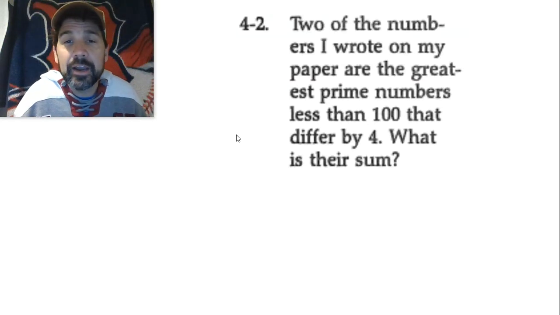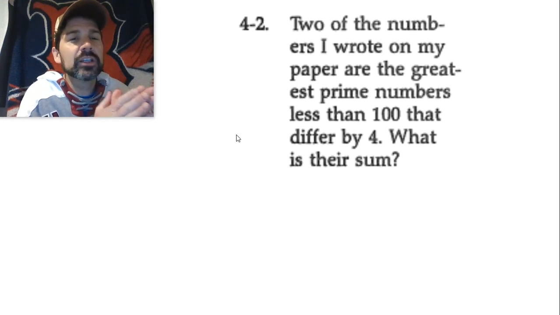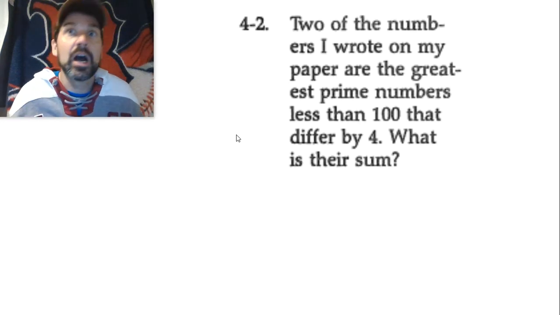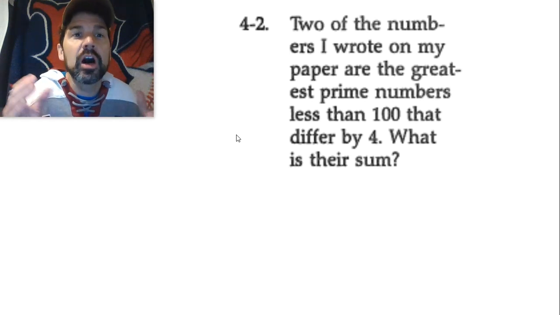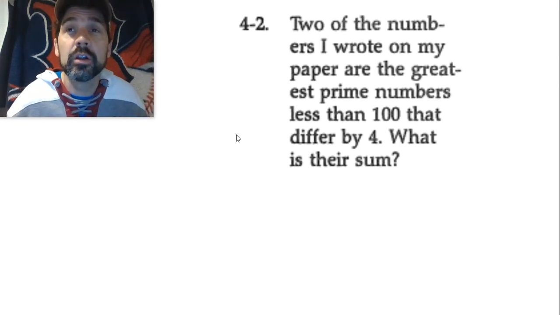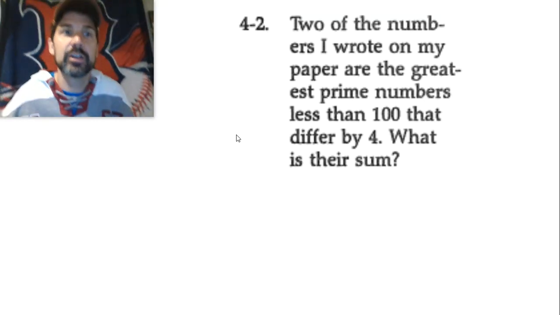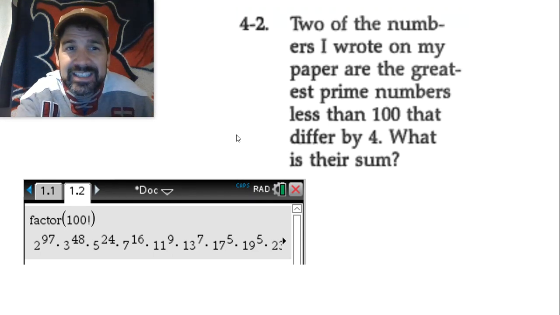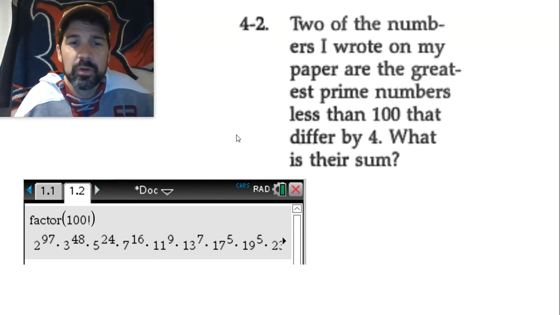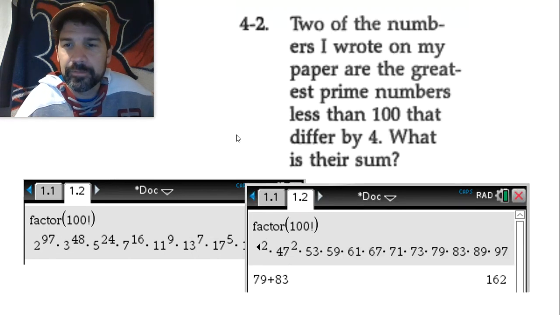Take out your Inspire, and your calculator will prime factorize a number for you. A little trick to get all the prime numbers up to 100 is to factor 100 factorial, because 100 factorial is 100 times 99 times 98 times 97 and so forth. So if you prime factorize 100 factorial, it will list out all the primes for you. Now notice you've got to scroll over to find the end.